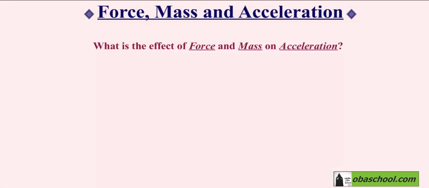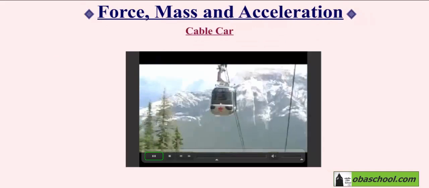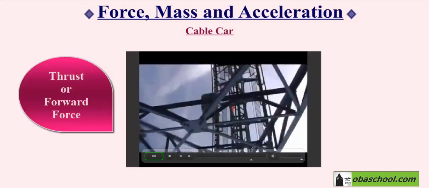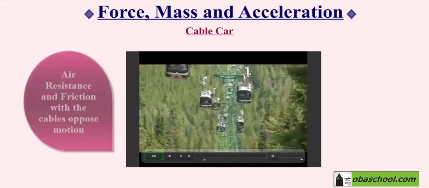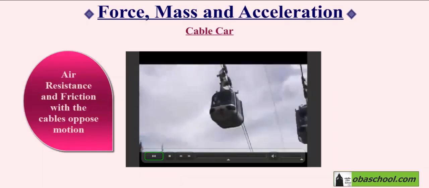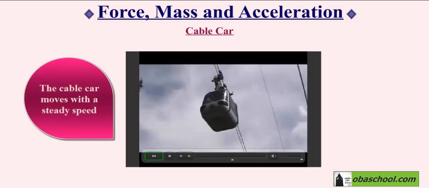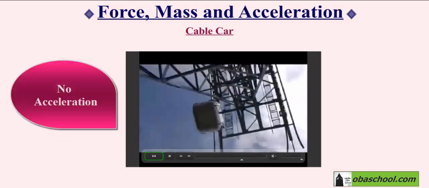Now, what is the effect of force and mass on acceleration? First, we need to know that an object will not change its velocity, which means accelerate, unless there is an unbalanced force acting on it. For example, in the cable car we have thrust or forward force, air resistance, and friction with the cable opposing motion. So the cable car moves with a steady speed, no acceleration.